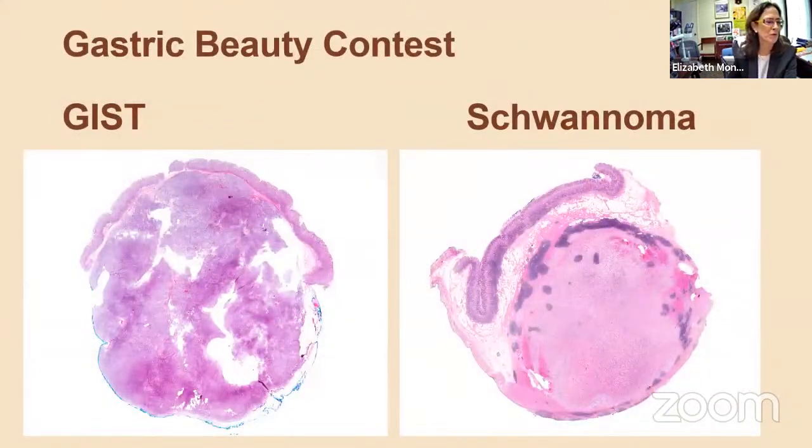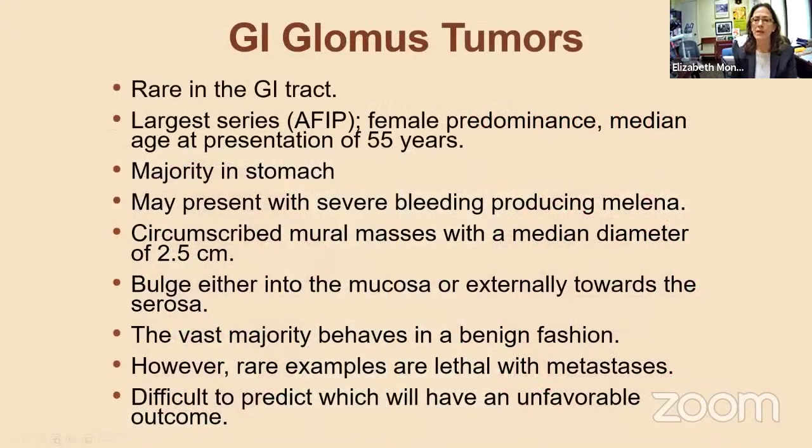So let's have another beauty contest. Here's our gastrointestinal stromal tumor with fairly uniform cellularity in the muscularis propria of the stomach, no lymphoid cuff. Here's the schwannoma centered in the muscularis propria, lymphoid cuff. Glomus tumors, they come up.